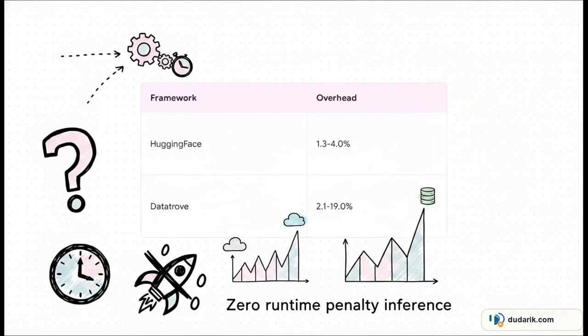Now, I know what you're thinking. Any developer is immediately going to ask, okay, but what does this cost me in performance? Well, the throughput overhead is remarkably minimal. Integrated into Hugging Face datasets, it adds just 1.3 to 4% overhead. For datatrove, it's between 2.1 and 19%, which scales linearly with your pipeline's complexity. But here's the absolute best part. This cost is strictly confined to the data preparation stage. For inference-only deployments, OriginBlame adds absolutely zero runtime penalty. None. It's entirely viable for production pre-training and fine-tuning.